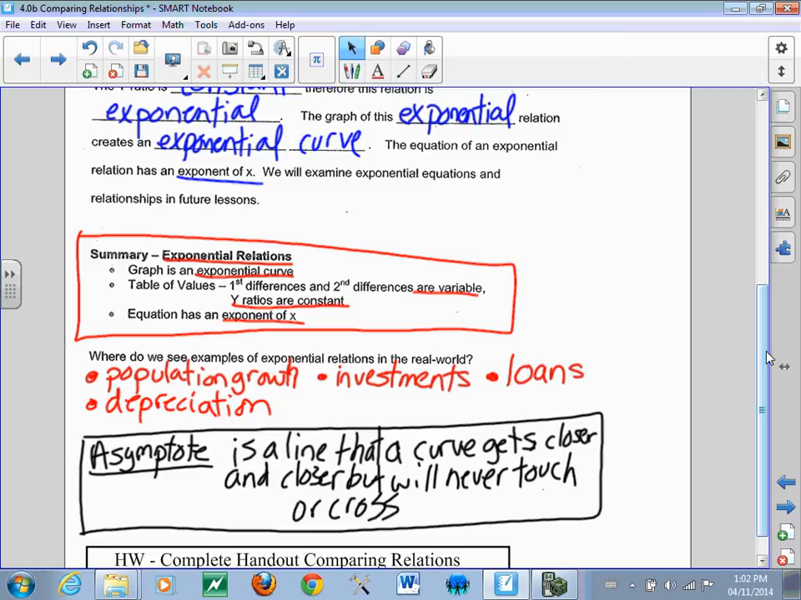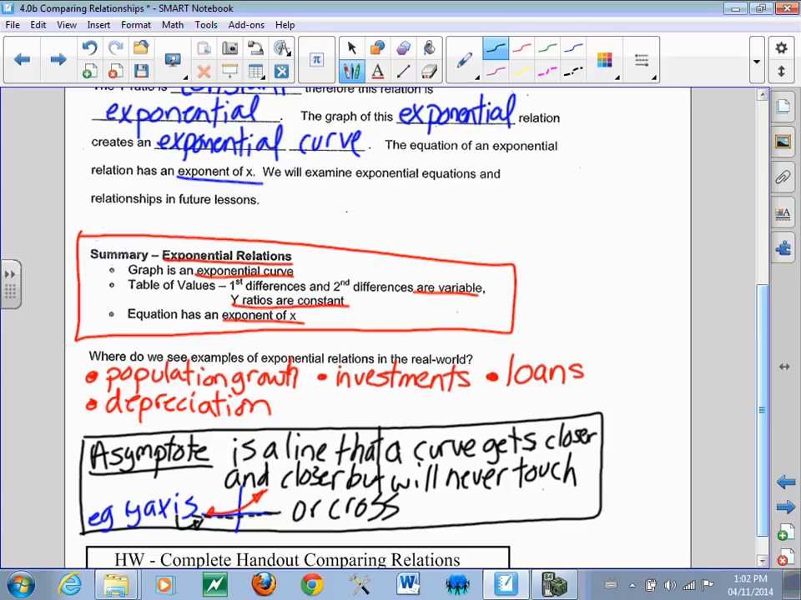So just to reemphasize, folks, the example here is for exponentials. It's the y-axis. If I draw my graph, and I use the example from above, the asymptote here is this value right here. It's the y-axis. The curve gets closer and closer to it, but will not touch or cross.